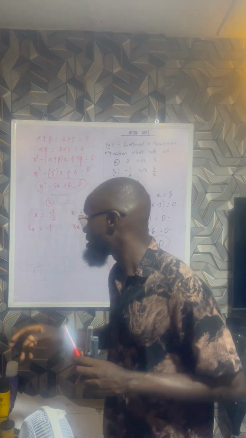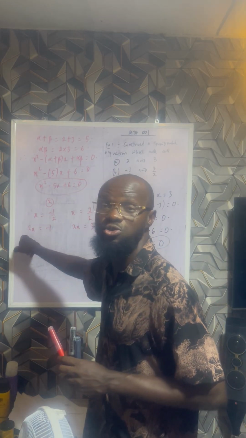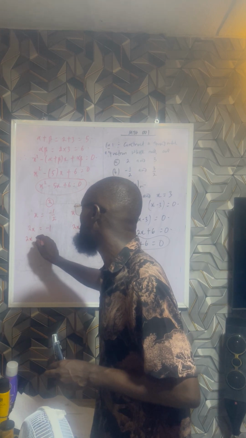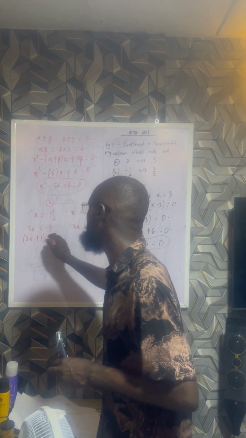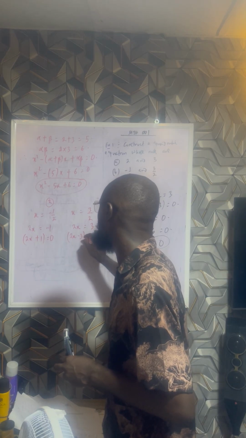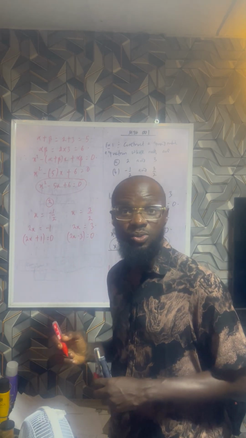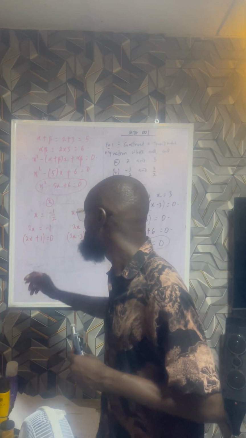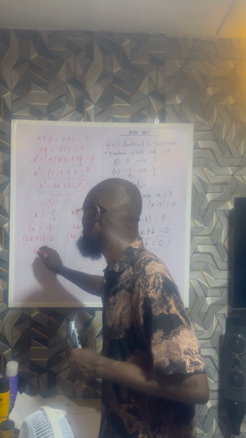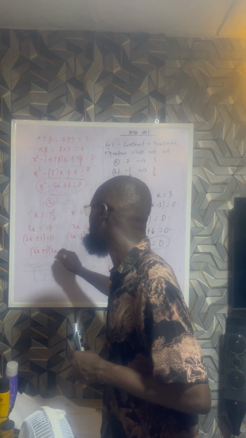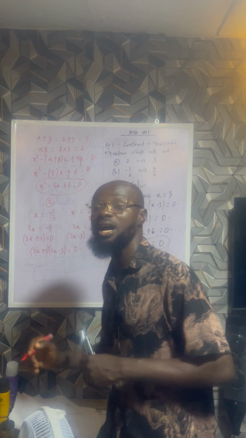In that case, we can pull minus 1 to the left hand side, and we have 2x plus 1 equals to 0. And here you have 2x minus 3 is equal to 0. And in that case, the product of these two must be 0. So we have 2x plus 1 times 2x minus 3 is equal to 0.